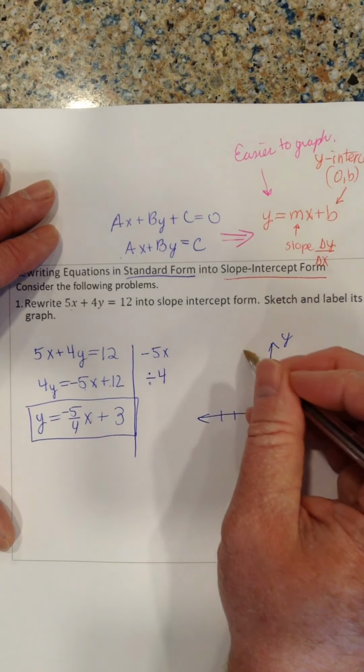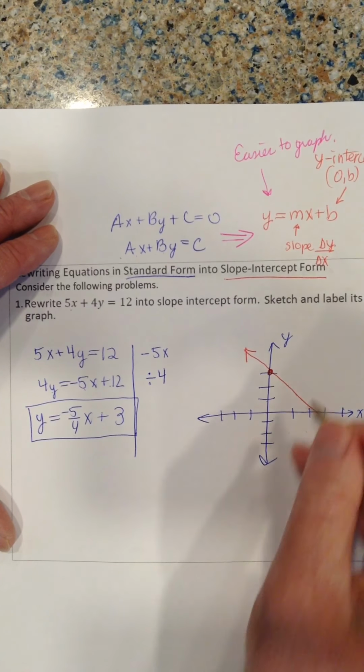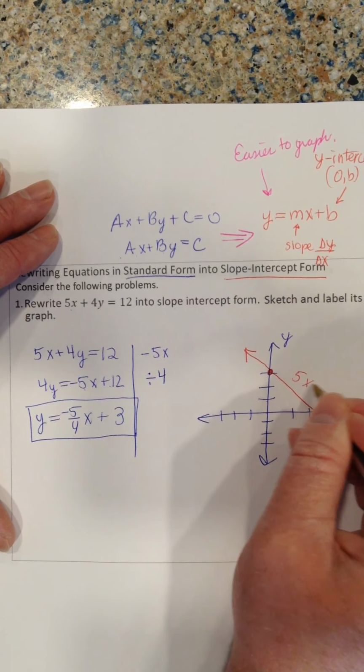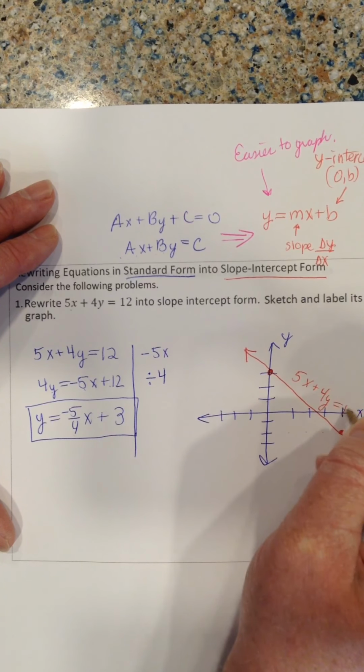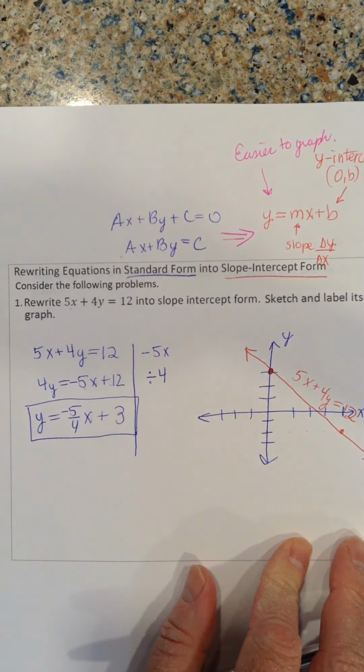Okay. Now I'm not going to use a strategy. I'm just going to try and do a straight line as best I can. I'm going to label this 5x plus 4y equals 12, which is the original version of the equation that I was given.